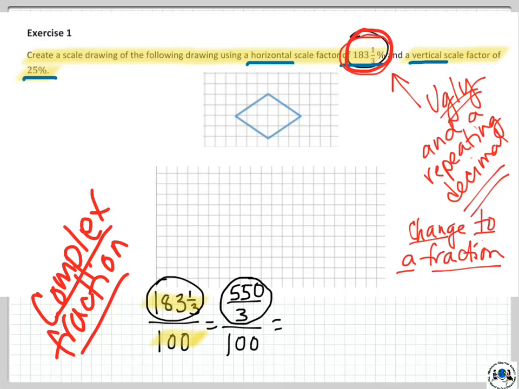Again, this is something we have done in the past. I know it's been a long time, but it warrants a little extra practice now. From there, the way this looks is this: if I'm going to take 550 over 3 and divide it by 100, that means I am going to multiply it by its reciprocal. So I have 550 over 3 times 1 over 100.